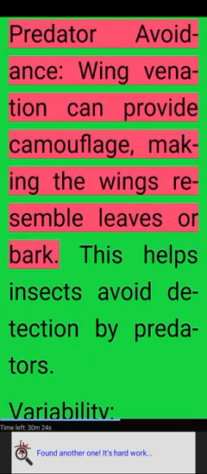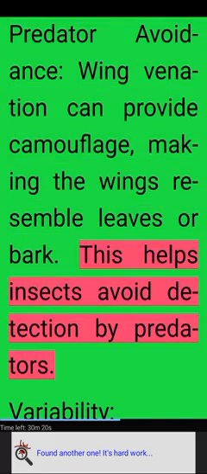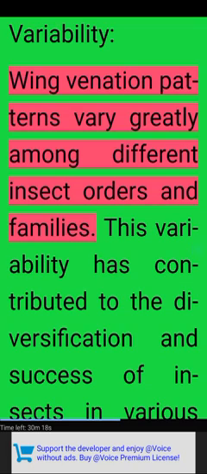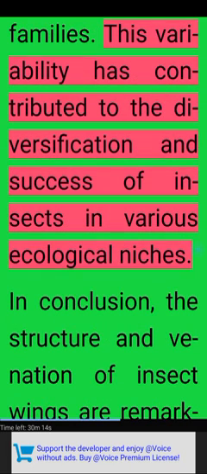Predator avoidance. Wing venation can provide camouflage, making the wings resemble leaves or bark. This helps insects avoid detection by predators. Variability. Wing venation patterns vary greatly among different insect orders and families. This variability has contributed to the diversification and success of insects in various ecological niches.